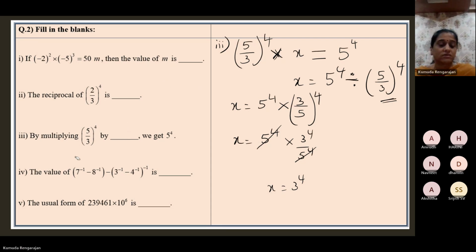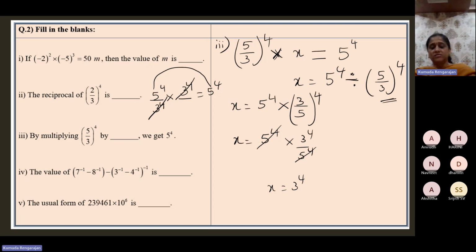See here. Okay, so we have 5 by 3, the whole power 4, which is 5 to the power 4 by 3 to the power 4. You should multiply this by what to get the answer as 5 to the power 4? So you want only this in the answer. You don't want this. So you should multiply by 3 to the power 4, right? Then this will get cancelled. So the answer is 3 to the power 4.